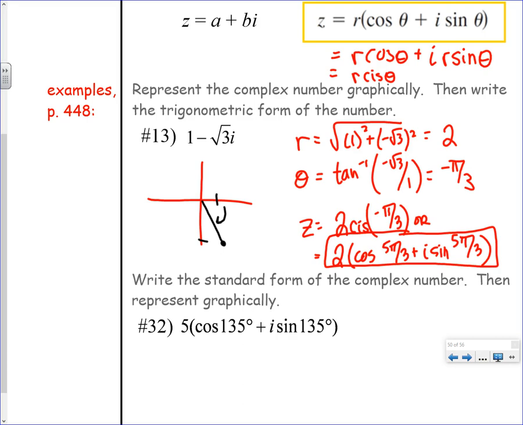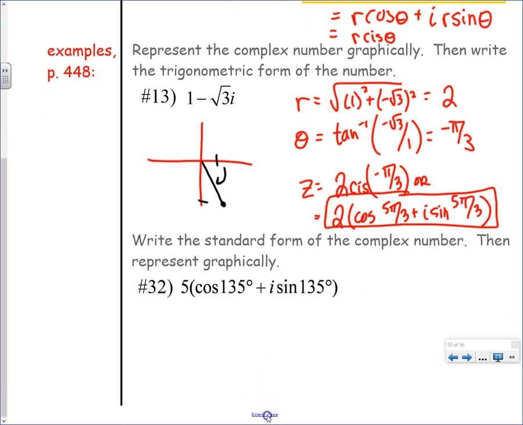Now, are we supposed to go to the unit circle and plug in? No. Why? If we did, we'd end up right back there. This is the simplified one, and this is the expanded. Hey, you can see r and theta. So how about number 32, when we have the r cosine theta, i sine theta?